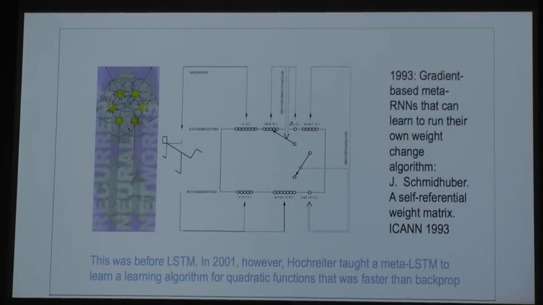Now the exciting thing was to realize that if you have a recurrent network, you can run arbitrary algorithms on it, including arbitrary learning algorithms. Arbitrary learning algorithms, that was in 1993, an ICANN paper, where, let me give you an example. You have a network which has a million units, and maybe each unit is connected to 1,000 units, which means you have a billion connections.